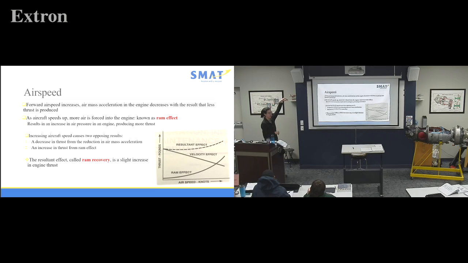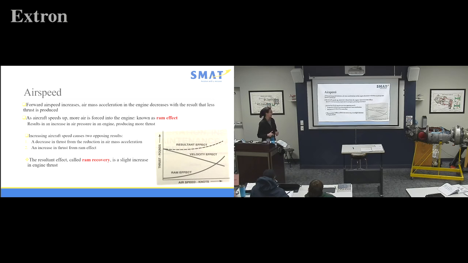So those are the two equations we did, with the aircraft sitting static and the one where it's moving at whatever it was, 500 miles per hour. We saw the loss in thrust. But as our aircraft speeds up, now we're forcing more air into the engine. That is known as ram effect. That results in an increase in air pressure in the engine, which does produce more thrust.